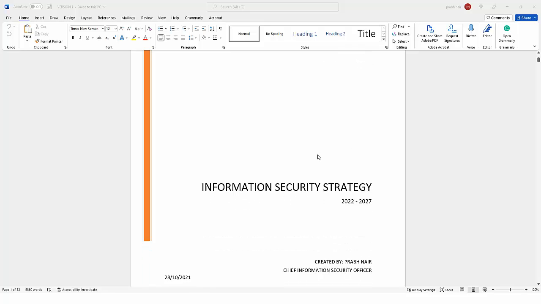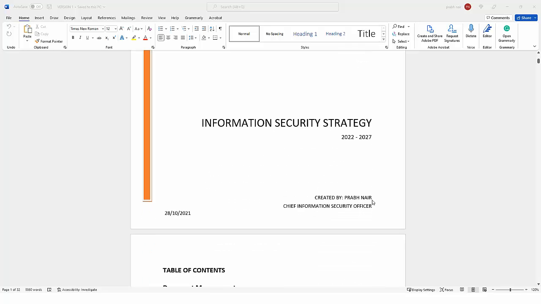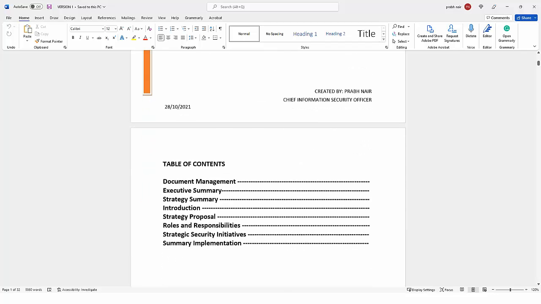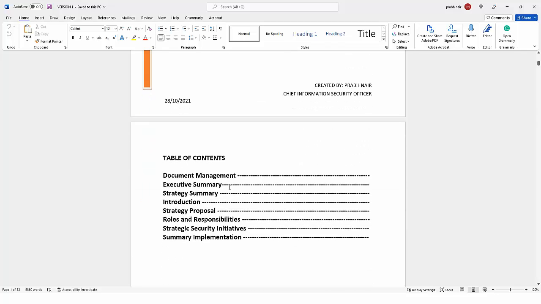Okay, then I define who created it. It is created by Prab Nair, and his designation is Chief Information Security Officer. And the date of creation is 28th August, 2021. So it is very important to define the date of creation. Then I've talked about the table of content: document management page number, executive summary, strategy summary, introduction, strategy proposals. Okay, then we have our roles and responsibilities, strategy, security initiatives, and summary implementation.